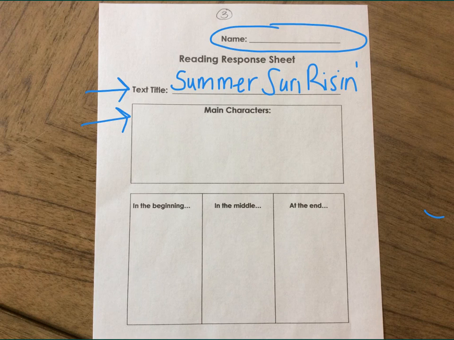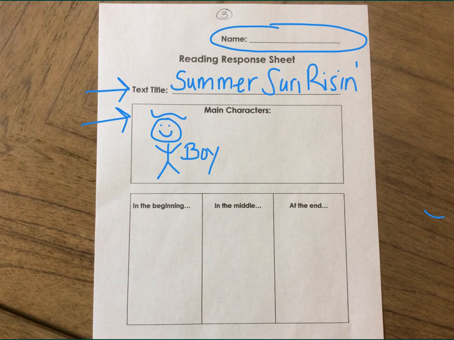Remember, characters are who the story is about. In Summer Sun Rising, we have the boy. So I'm going to draw a quick sketch of the boy, and I don't believe we know his name, so I'm going to label him Boy.